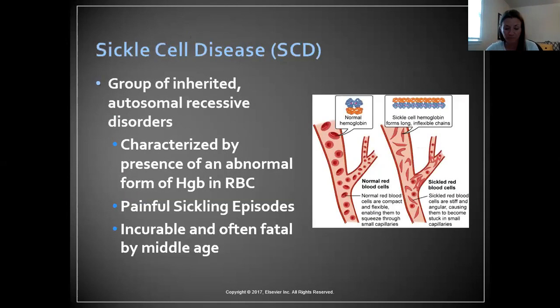kidney injury. Sickle cell disease is a group of inherited autosomal recessive disorders characterized by the presence of abnormal forms of hemoglobin in the red blood cell. It is often fatal by middle age because of renal failure, infection, pulmonary failure, or stroke. Hypoxia or deoxygenation of red blood cells caused by infection or other stressful events trigger sickling of red blood cells.